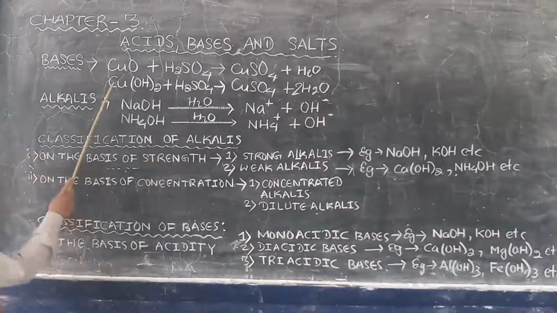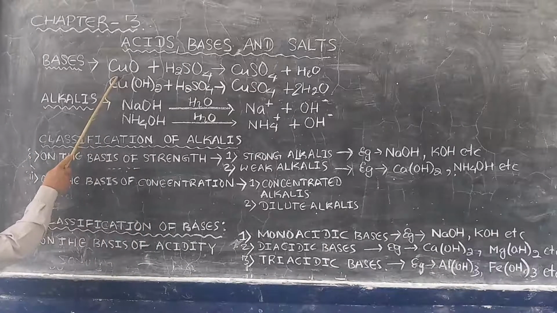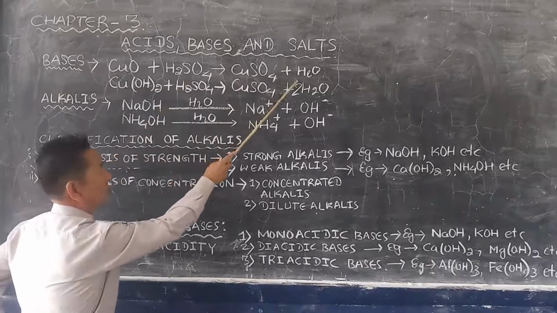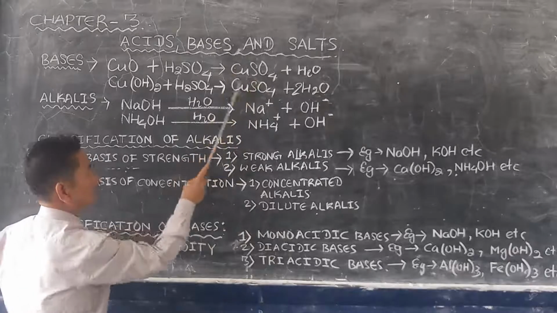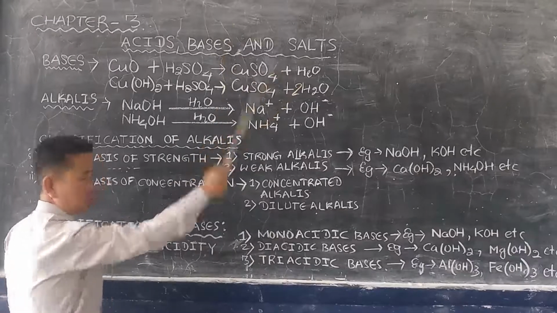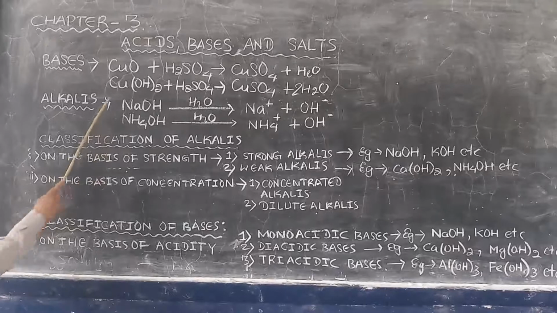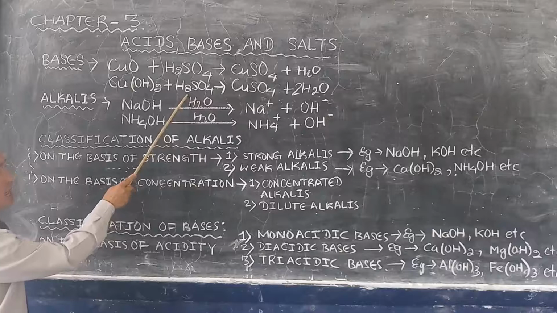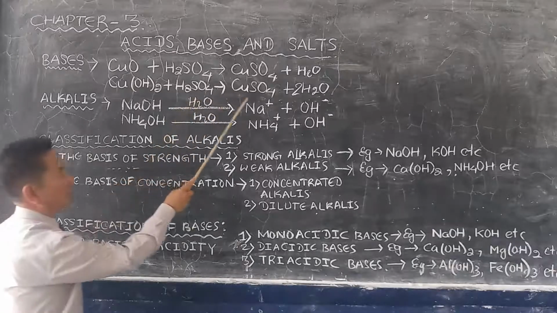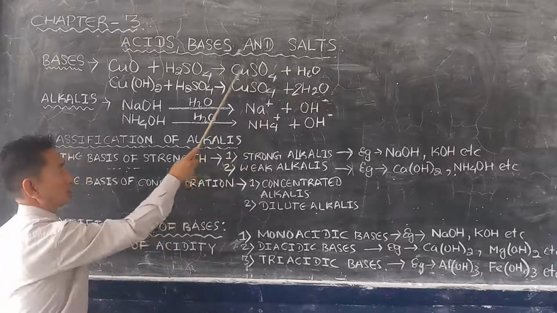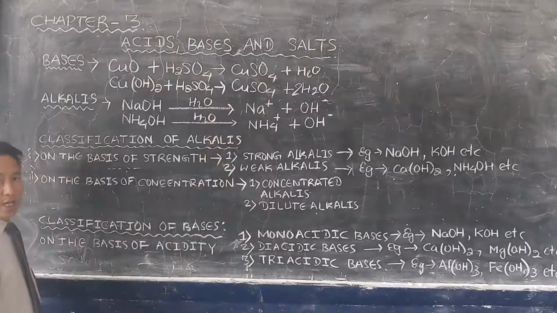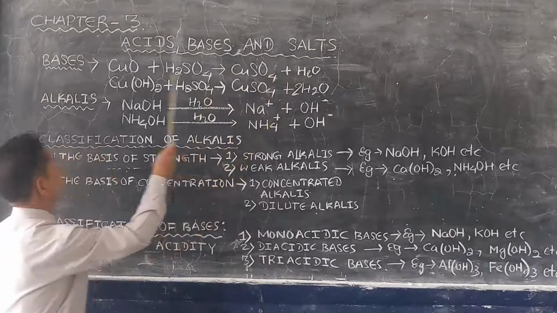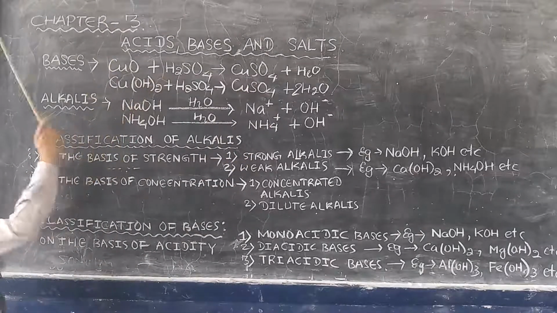For example, here copper oxide is a base. When it reacts with dilute sulfuric acid, we get salt and water molecule. Salt is copper sulfate and water, H2O. Here copper hydroxide is a base. When it reacts with dilute sulfuric acid, H2SO4, we get copper sulfate and water molecule. This is salt and this is water. As you know, here we are getting salt and water molecule when bases react with acid.